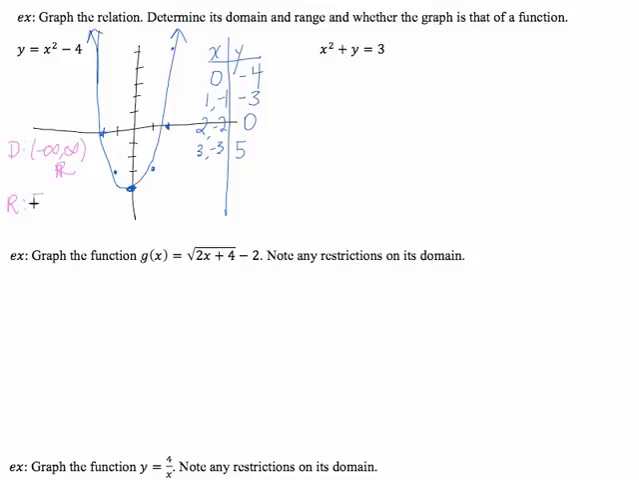So the range goes from negative 4 on up to infinity. Or you could say y is greater than or equal to negative 4. Or you could use set builder notation and get really fancy there.